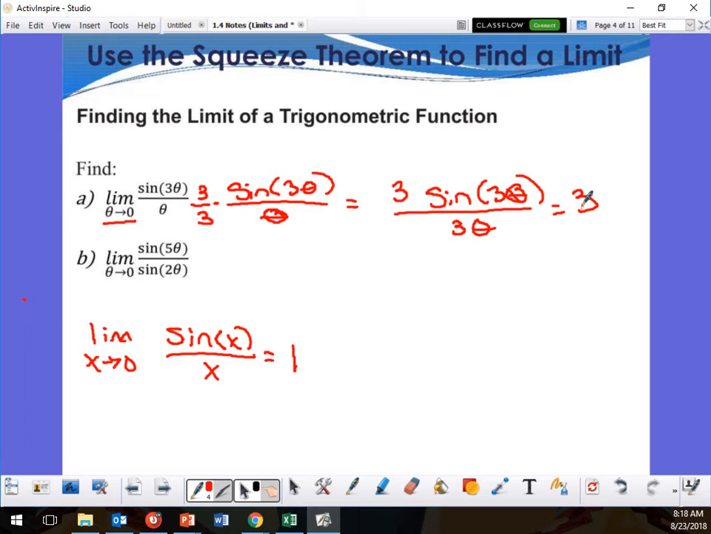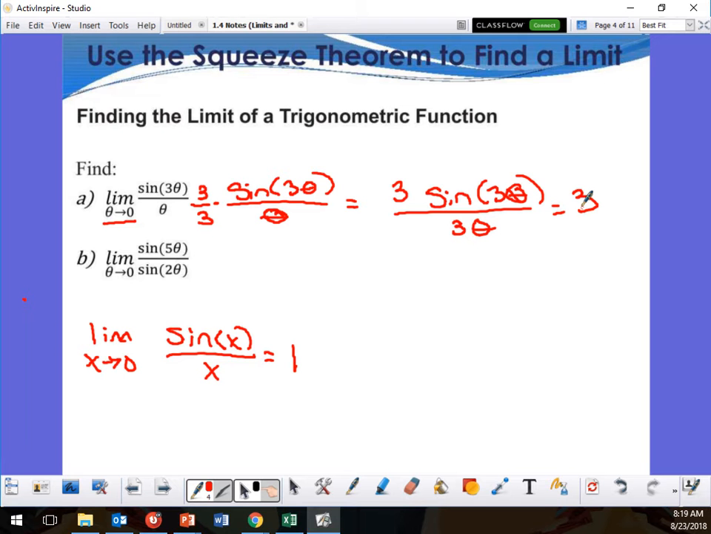Alright, so now that we have the identity, we have to do some interesting stuff for this one right here. Now the limit as theta approaches 0, let's see what this one would be. If I were to graph this, multiply by what? Now, why could I not just plug in 0 for this problem right here?